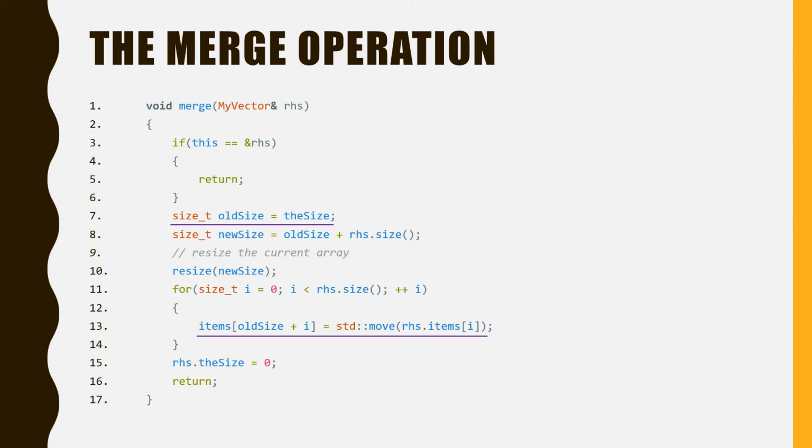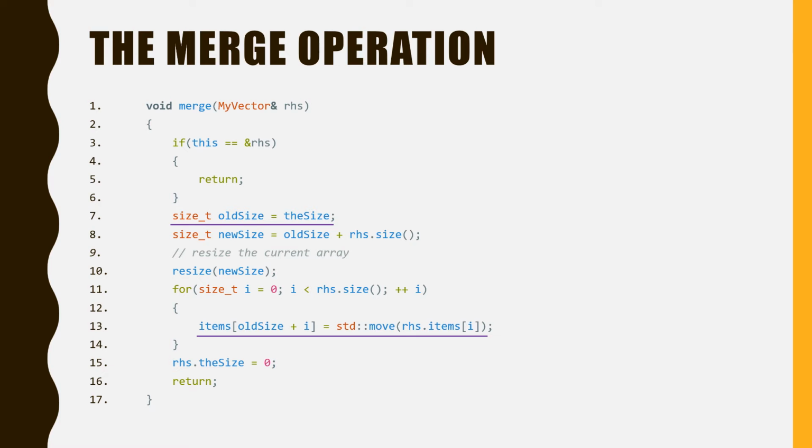In line 7 and 8, we access the sizes of the two arrays to be merged. Note that we will need to record the original size of the array A in line 7, which serves as the offset for placing the elements in B into the merged array.